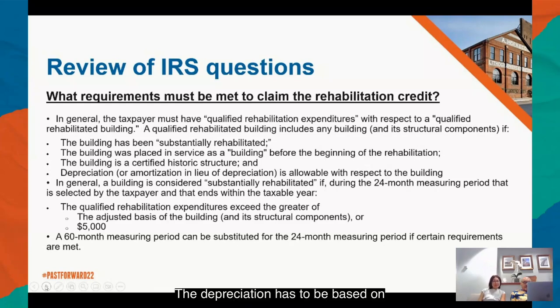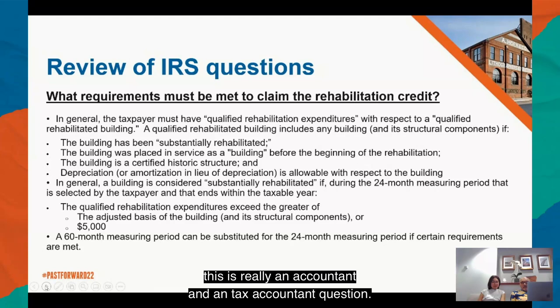The depreciation has to be based on the straight line depreciation, and it must be a capital expense. Now, this is one of those things. This is really an accountant and a tax accountant question.